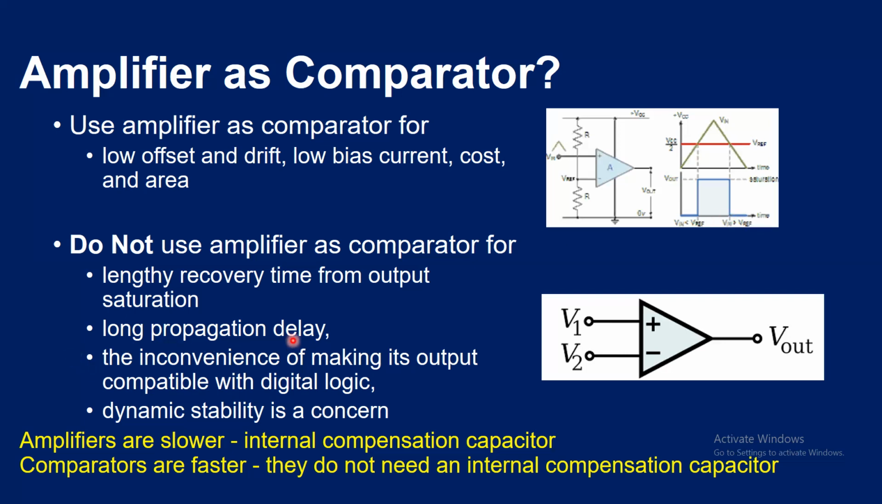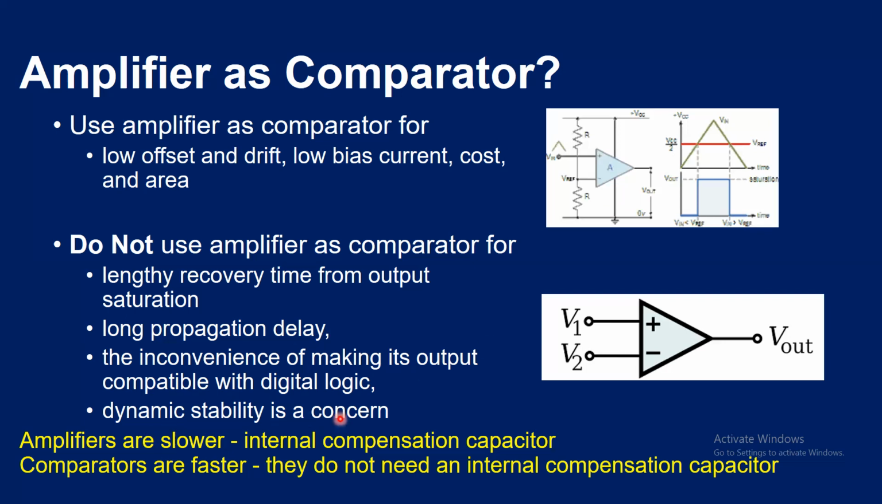That is one reason. Another reason is that it has a long propagation delay. The operational amplifier is internally compensated through the Miller capacitance, which makes the bandwidth of the amplifier lower, and they are usually slower in speed, so that means long propagation delays. Of course, the amplifier also has the inconvenience of making its output compatible with digital logic. It is generally inconvenient to use an amplifier output, which switches between the two levels, to drive digital circuitry.